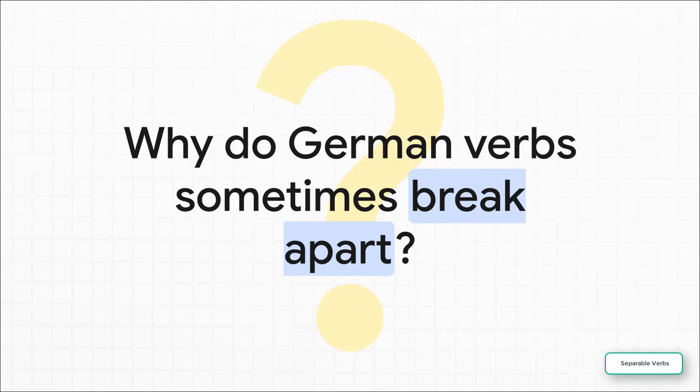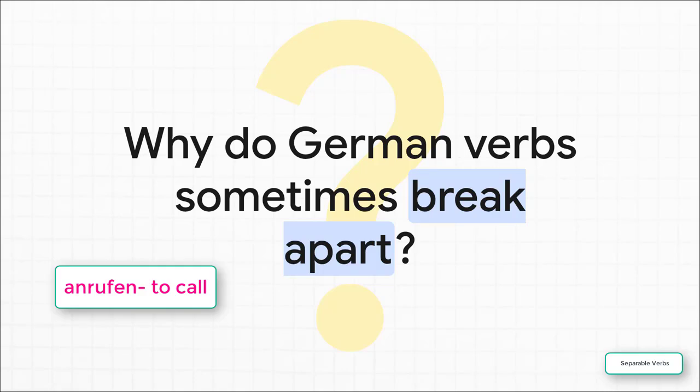So let's just dive right in. This is the big question, right? Why do German verbs sometimes break apart? It's a classic. You think you've learned a verb, maybe something like anrufen, which means to call. But then you see a sentence like ich rufe dich an, and suddenly the verb is in two different places. It can be so confusing. What is going on there? Well, that is the exact mystery we are going to solve today.